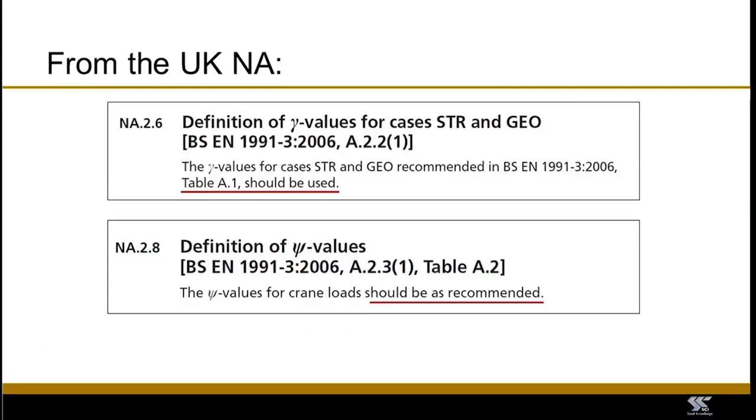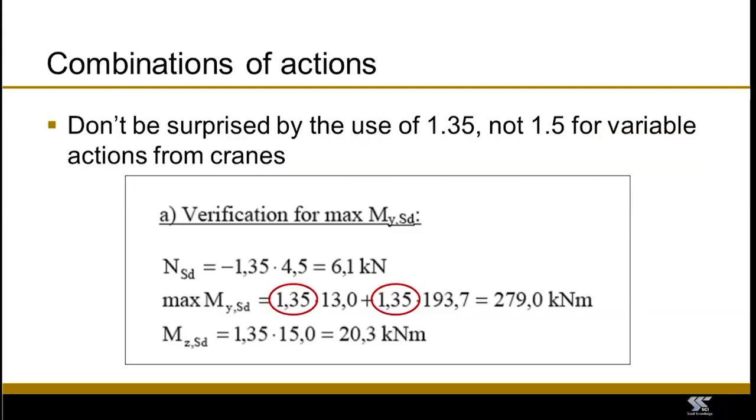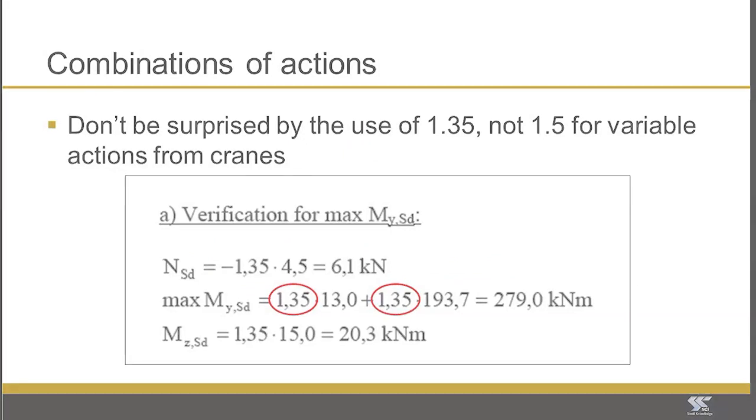What does the UK National Annex say? Well, the UK National Annex says, yes, we accept those values. So 1.35 for both permanent and variable actions due to cranes. And the psi values, well, typically I highlighted psi naught, a value of 1. So when you look in the worked example publications that you'll find, don't be surprised. This is not a mistake where the guide I referred you to earlier has shown 1.35 for both of those partial factors.